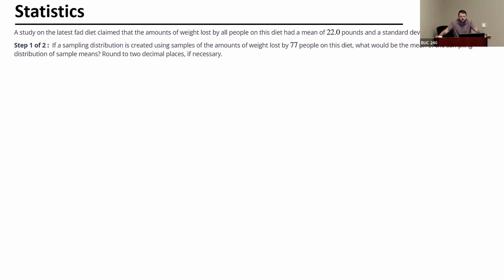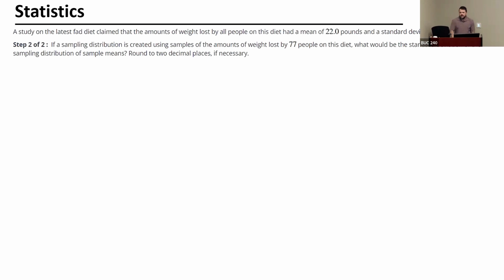That first question says, what's your mean? What's the mean of the sample? 22. It's always the mean of the population. The mean doesn't change. So this is the same as this, which is 22.0 pounds. Very good. What do you think the next thing they're going to ask for? Standard deviation, exactly.